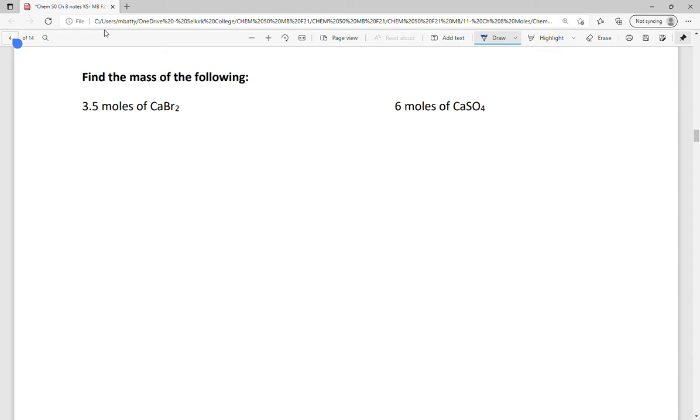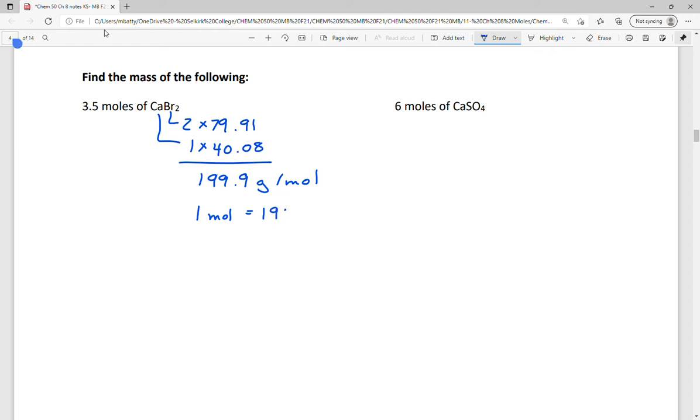So molar mass of calcium bromide would give me 2 times that 79.91 off the periodic table. So the molar mass of calcium bromide gives me 199.9 grams per mole. Again with this, this is my unit factor. So it means 1 mole of calcium bromide is 199.9 grams. I'm wanting to start with a certain number of moles and convert to grams. So I start with what I know. And I'm going to use my conversion factor, arrange it so that the things cancel out.